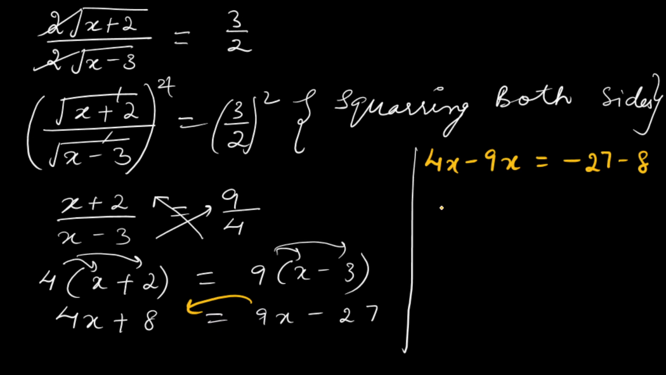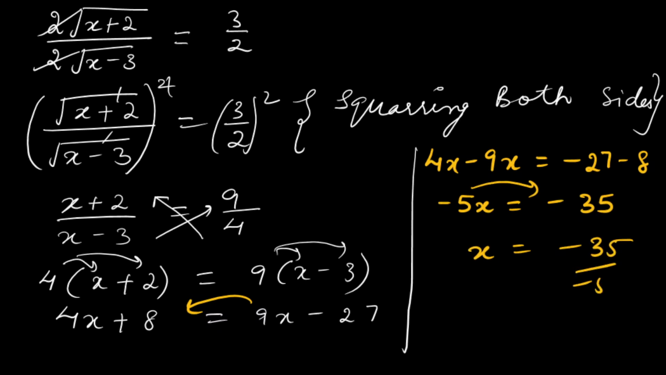So this is equal to minus 5x. Plus minus minus, so 9 minus 4 is 5. The sign which is with the greater number, minus minus is plus, with a minus sign. So minus 35. Minus 5 when we shift to the other side will get divided. So minus 35 divided by minus 5, minus and minus will get cancelled. 5 into 1, 5 into 7. So x is equal to 7.